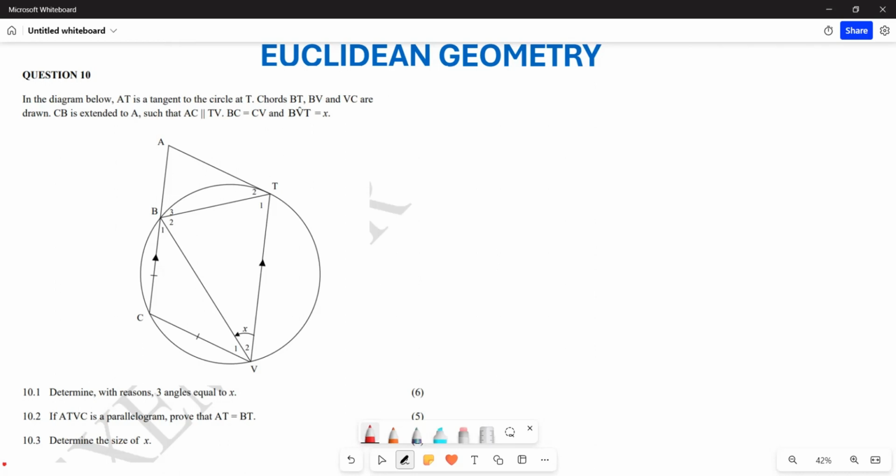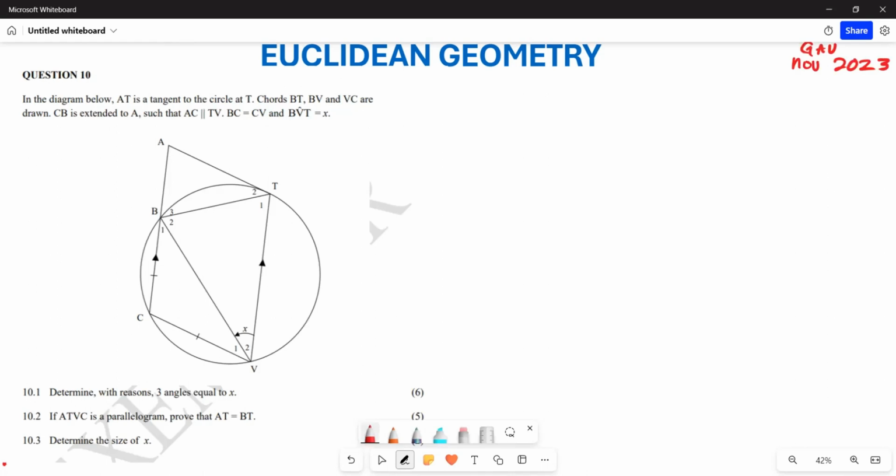What we are looking at is Euclidean geometry, and we are going to be attempting our past paper, the November 2023 paper from the Gauteng province. Now we are looking at Question 10. They are saying in the diagram below, AT is a tangent.